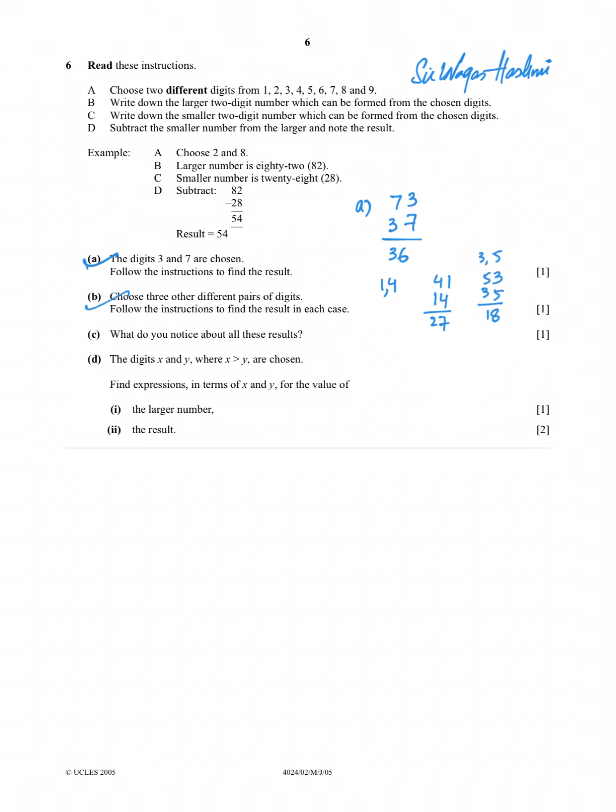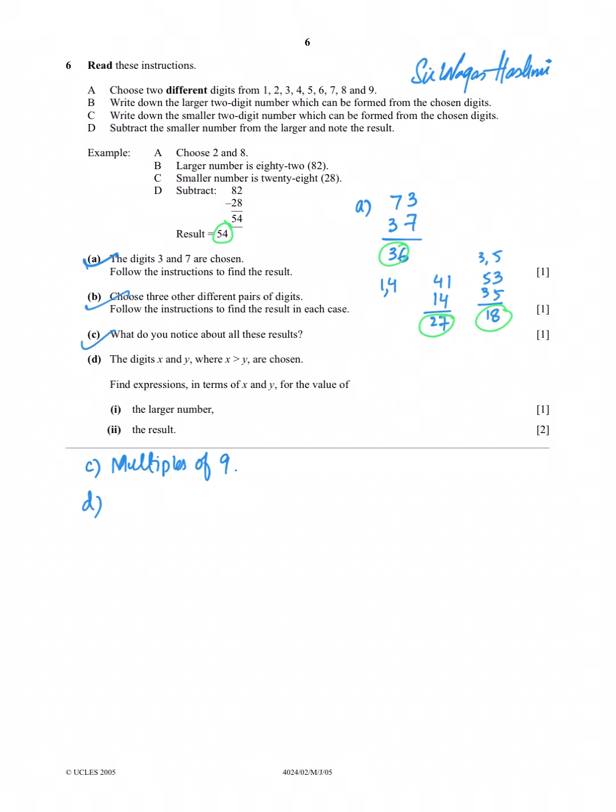Alright. Now in the part C, it says what do you notice about all these results. So let me highlight results for you. Result is 54, 36, 27 and 18. So if you observe that, these all are multiples of 9. So what do you observe? So for part C, they all are multiples of 9. That is the relation in all these results.